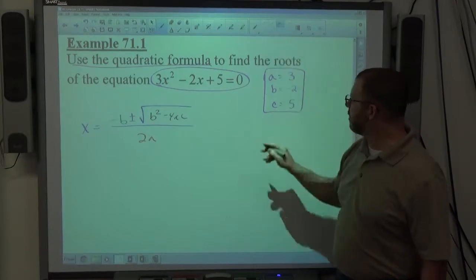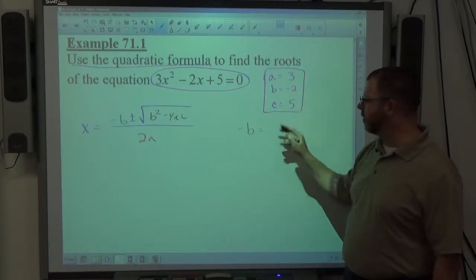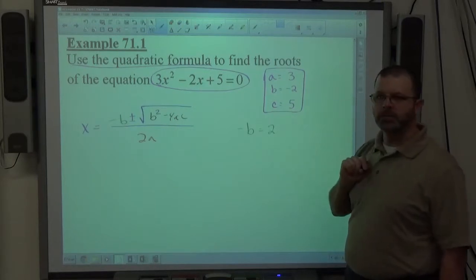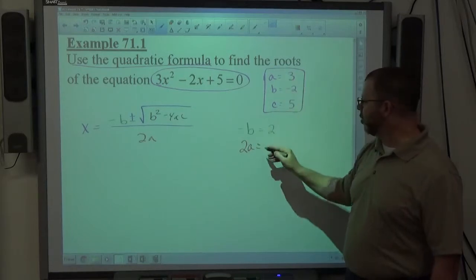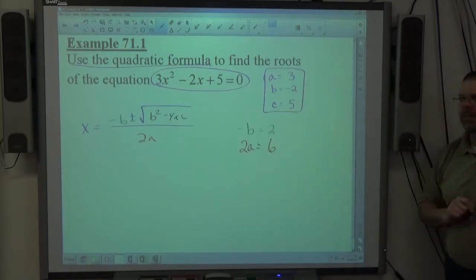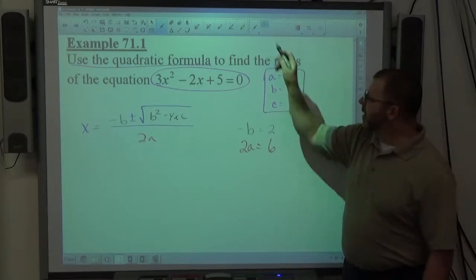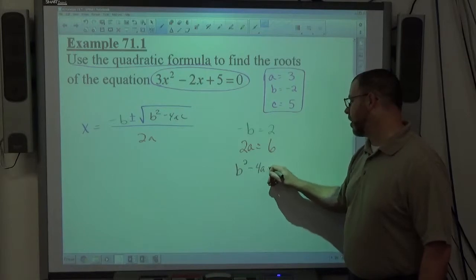I'm going to start identifying some things. Minus b is change of sign. b is negative 2, so minus b is equal to positive 2. 2a is double a number. a is 3, 2a is 6. All right? And finally, b squared minus 4ac, that's the complicated one. I always do that one last. b squared minus 4ac equals.